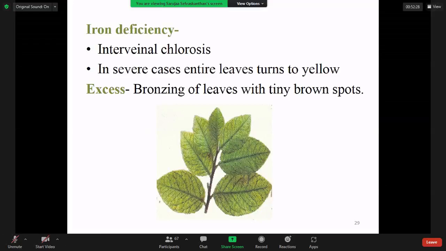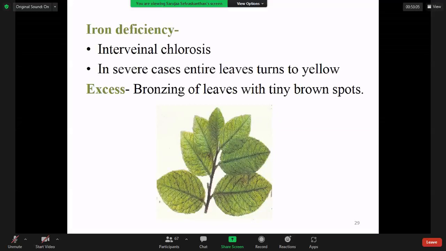Enzyme activity. That's needed, and at the same time one important function is related to photosynthesis: it is important for the formation and maintenance of chlorophyll. And a major component of nucleic acid and many enzymes. There are several functions of iron.